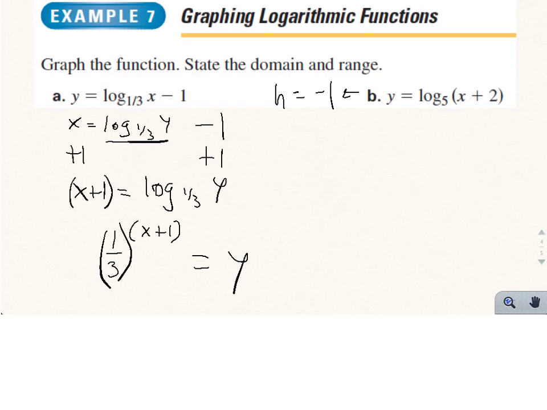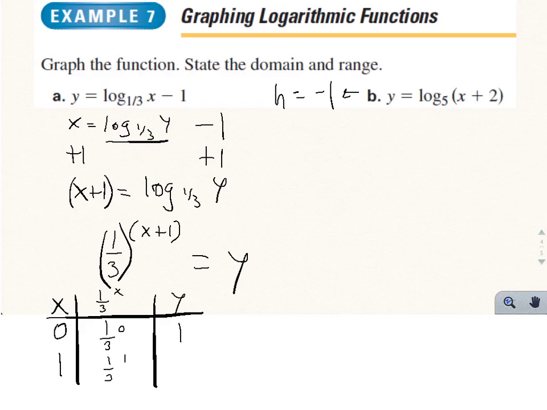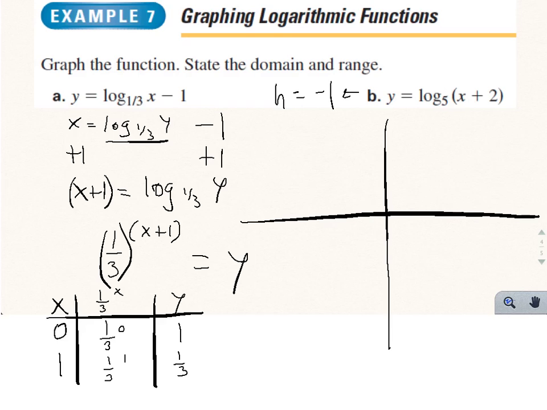I need to create my xy chart to find my new points. Our OG would be 1/3 to the x, and then y. So we're going to get 0, 1, because 1/3 to the 0 equals 1. And 1/3 to the 1 equals 1/3. Okay, so now when I go to graph this, I'm going to go out to 0 and up to 1, and then out to 1 and up to 1/3.